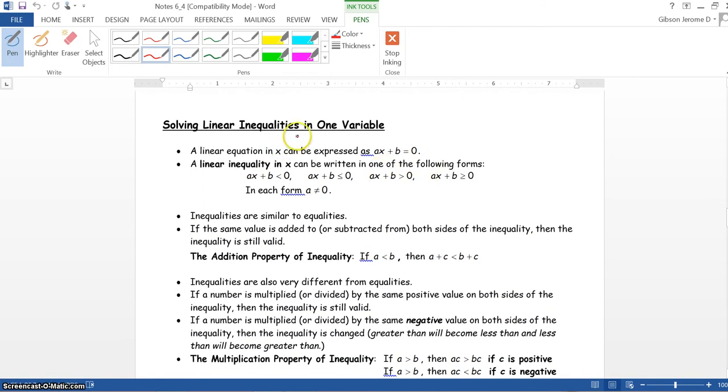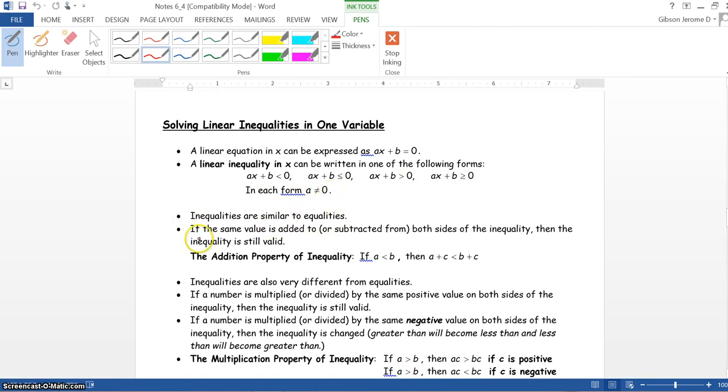Now we have solved linear inequalities in one variable. A linear equation in x can be expressed as ax plus b equals 0. A linear inequality in x can be written in one of the following forms: ax plus b is less than 0, ax plus b is less than or equal to 0, ax plus b is greater than 0, and ax plus b is greater than or equal to 0. In each form, a is not equal to 0.